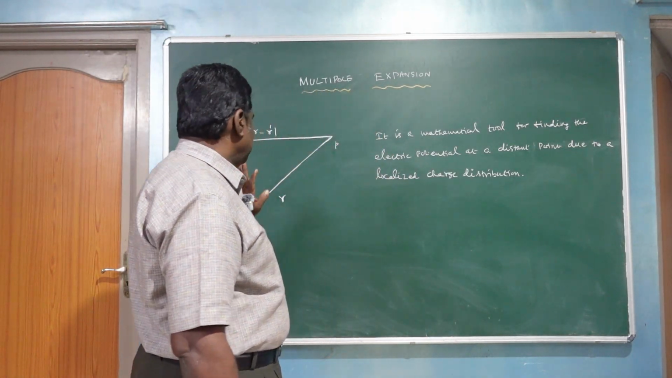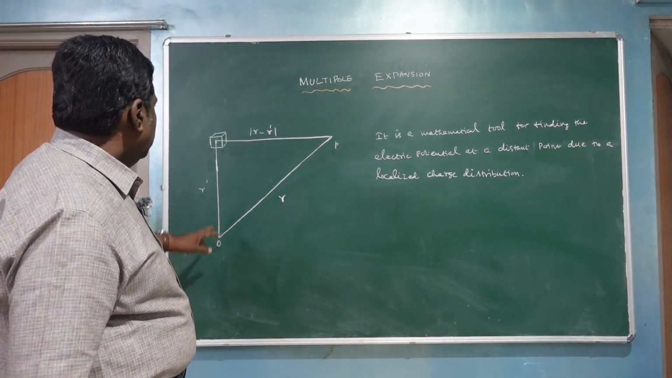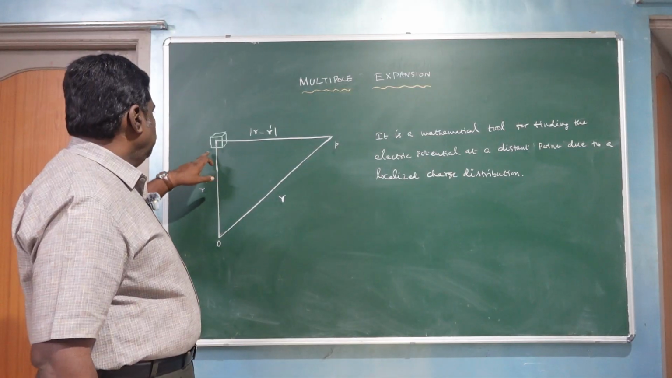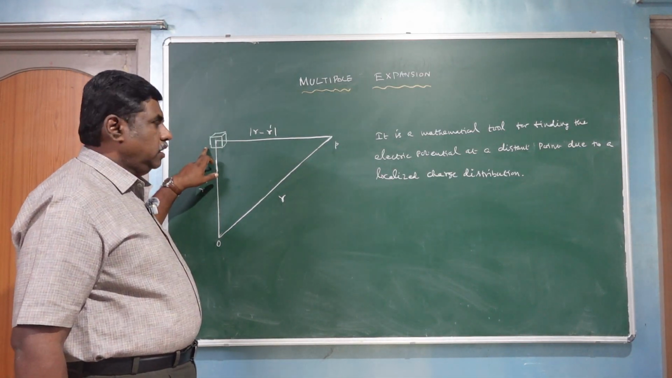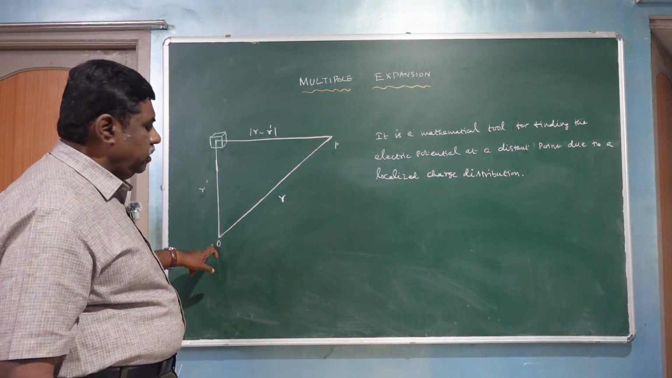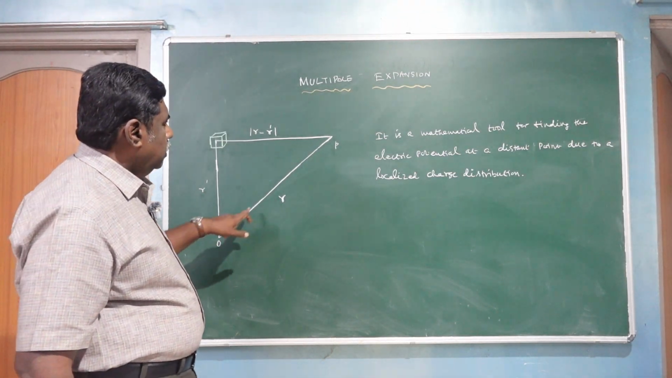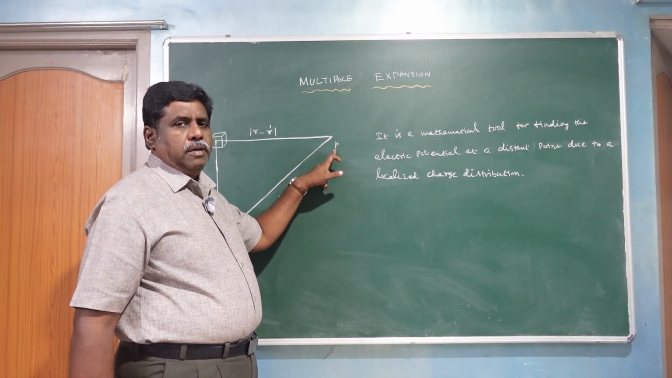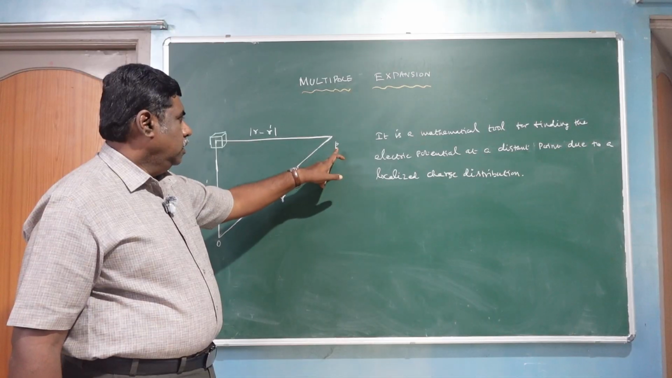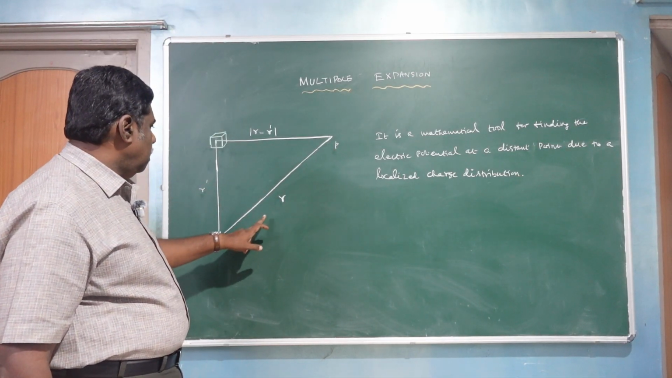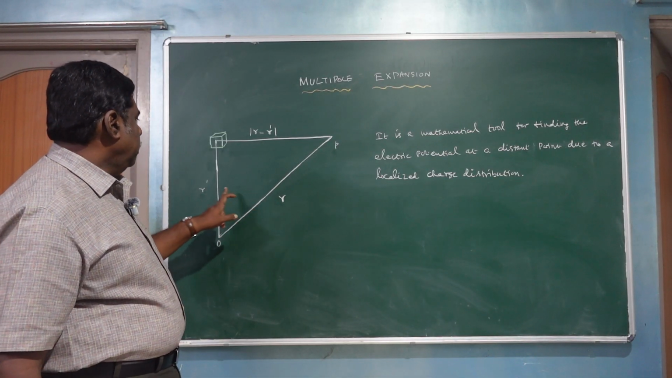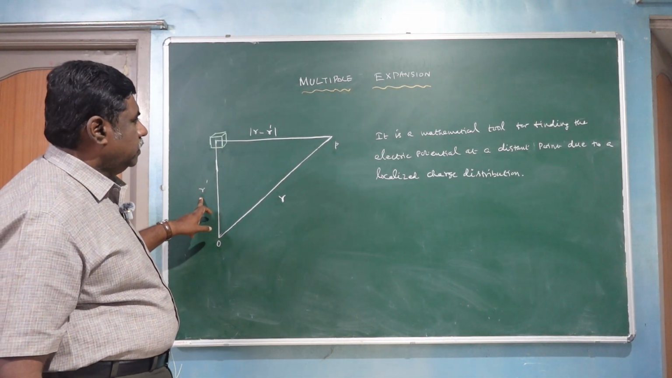See this schematic representation. Inside the localized charge distribution, we have considered a charge element which is at a distance r dash from the origin. At the point P, we are going to calculate the value of potential. The point P is at a distance r from the origin. r and r dash are vectors.